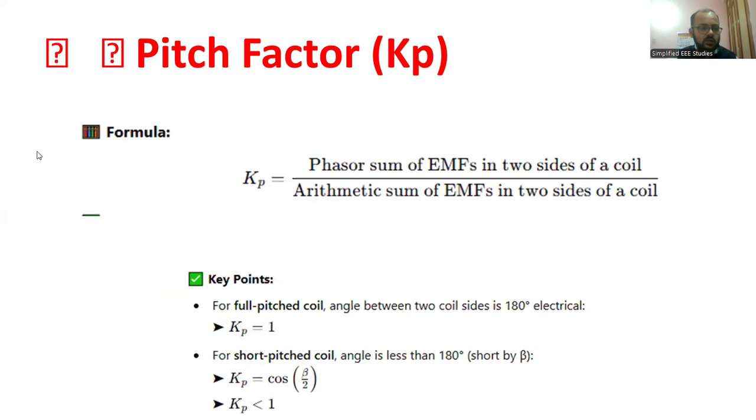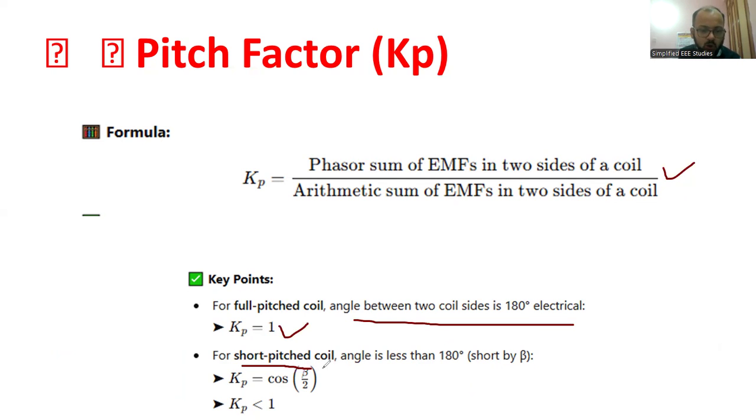or it is also known as coil span factor, or we can say coding factor. By looking at the formula, it is very clear that it is the phasor sum of EMF in two sides of coil upon arithmetic sum of EMF in two sides of coil. So with respect to the ratio of the pitch factor, if pitch factor is 1, that is called full pitched. The angle between coil sides is 180 degrees electrical. There is a relation between the electrical angle and mechanical angle. So we'll be getting it in terms of electrical angle. If I want, I can convert it into mechanical angle as well. So Kp equal to 1 means full pitch.